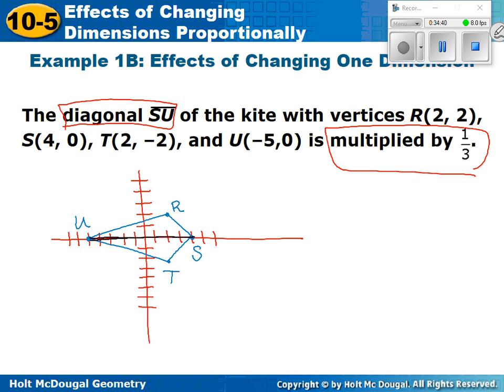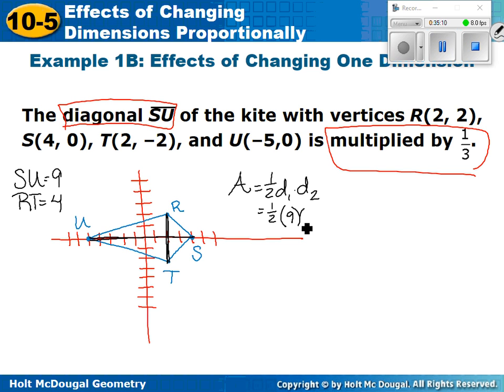Because we can find SU. What's the length of SU? 9. And then the second diagonal would be RT, which ends up being vertical on your paper. Mine looks a little diagonal, but yours is vertical. And what is RT's distance? 4. And all we need to calculate the area is the diagonals. So we have area of the original is 1/2 diagonal 1 times diagonal 2, which you just told me was 9 and 4. So what do we get for the area of this original kite? Okay, 1/2 of 36, which is 18.